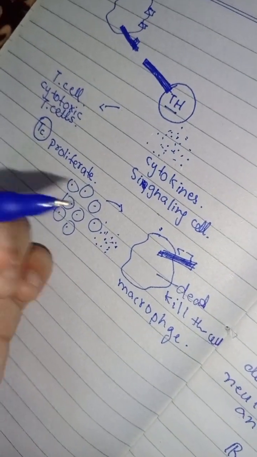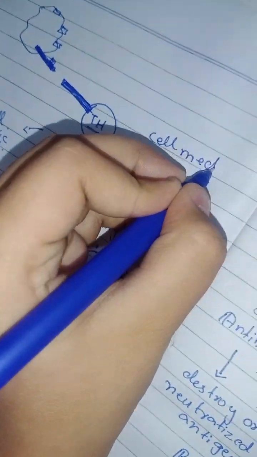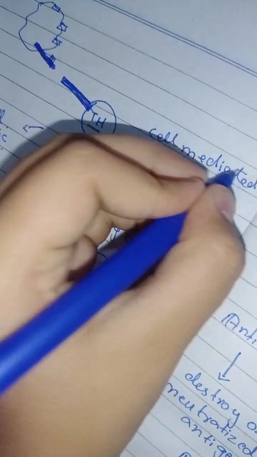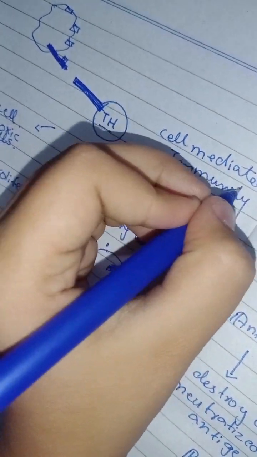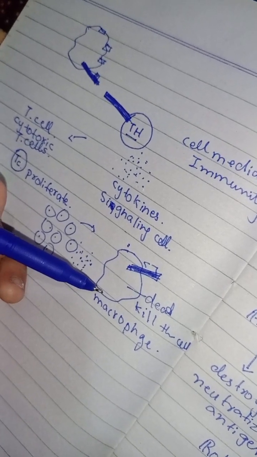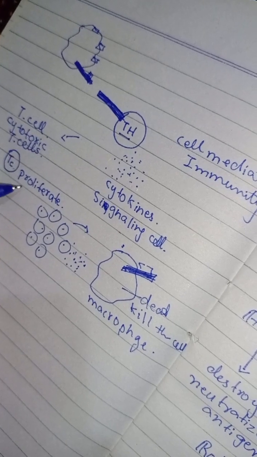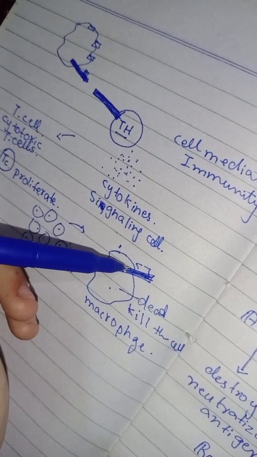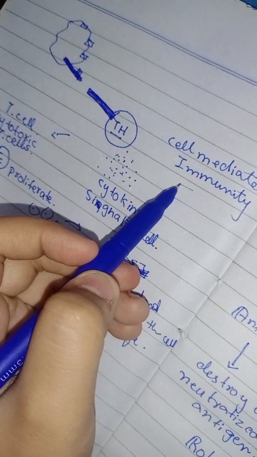So now this is known as cell mediated immunity. It means the cells are going to kill another cell. Here T cells are working and killing the infected cell. We can say they kill the cell. So this is known as cell mediated immunity.